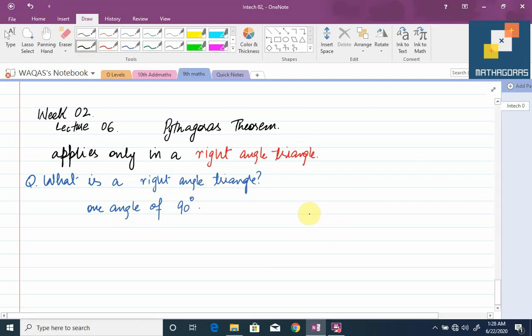Example, let's suppose I make a triangle, right? So if this is my right 90 degree, that means that this triangle is a right angle triangle. Okay? So our triangle which has an angle of 90 degree is a right angle triangle. So Pythagoras applies only in a right angle triangle.